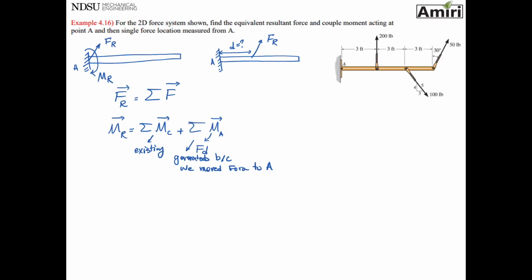Let's go finding Fr first. So for Fr, we have three forces. Summation of forces in X, summation of forces in Y. This is what that means. So if I add all my forces in X direction together and all forces in Y direction, I can find my Fr. So let's see. This force, the 50 pound at the end, the X component of it is going to be 50 pounds cosine, or excuse me, sine 30. And the Y component of it is going to be 50 cosine 30 pounds.